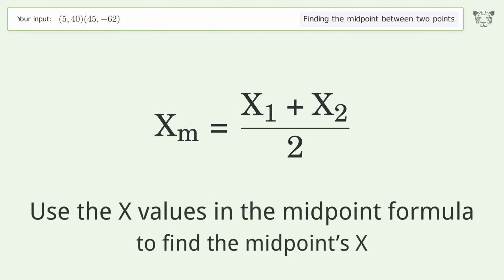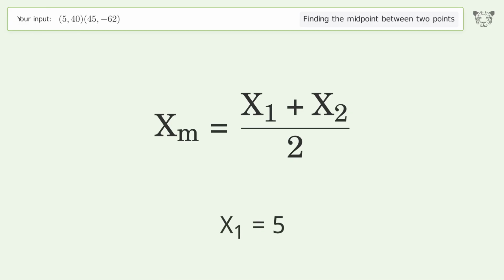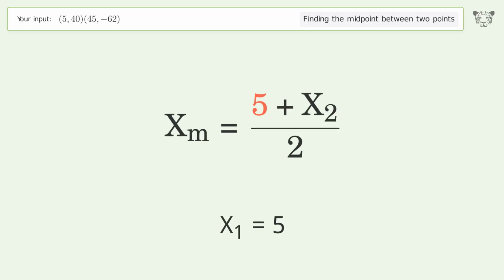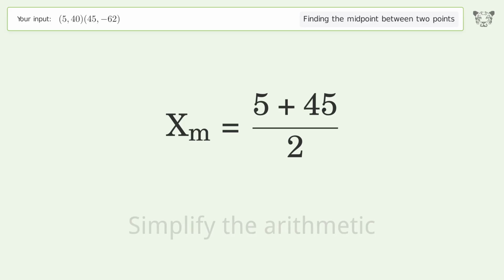Use the x values in the midpoint formula to find the midpoint's x. x1 equals 5. x2 equals 45. Simplify the arithmetic.